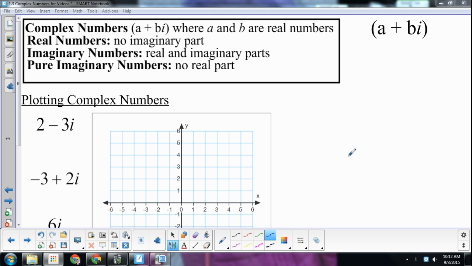In part 2 of our lesson on complex numbers, we're going to look at the definition of complex numbers and plot them in the complex plane. So a complex number is of the form a plus bi, where a and b are both real numbers.